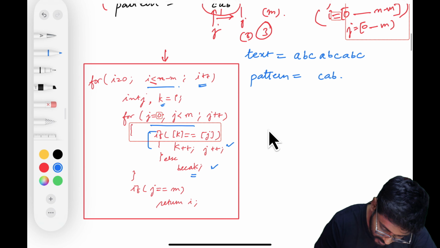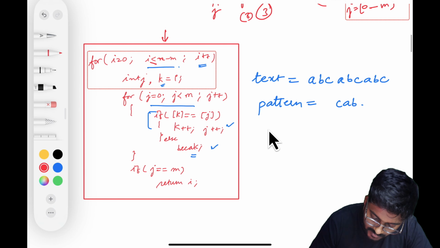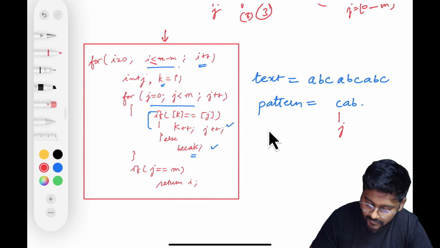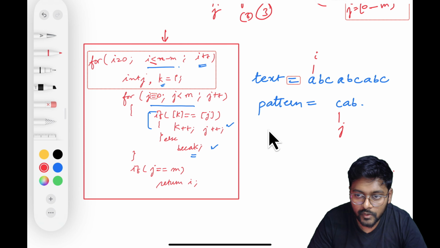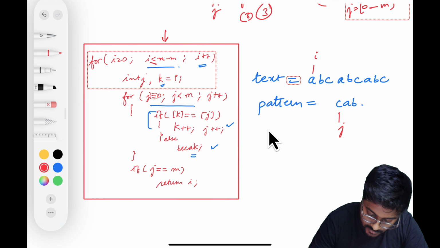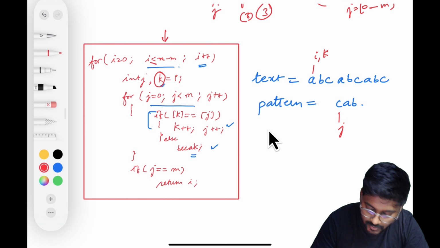So let's work on this example. Let's have a detailed discussion on this example. Here we have our J pointer. Here we have our I pointer. It means we are going to start matching from the I variable. And apart from that, I have also taken a variable which is k. Why k?